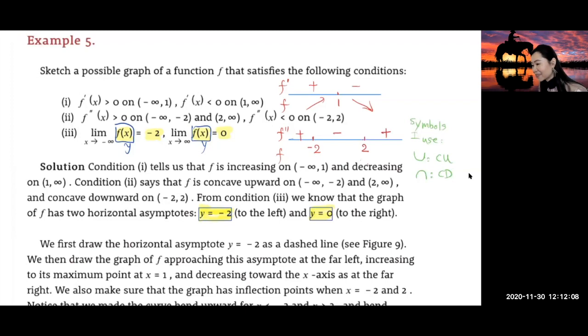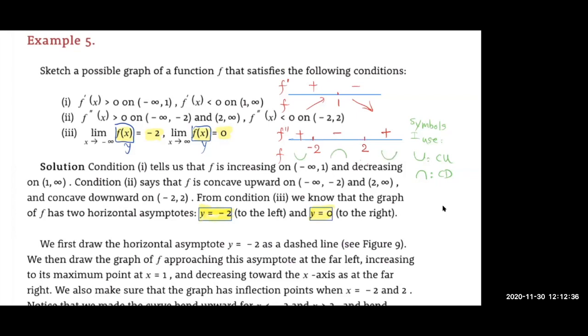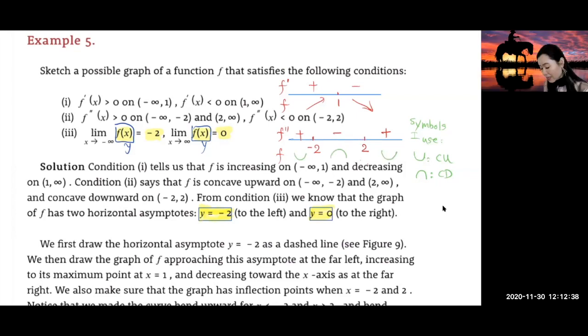So I'm going to ask someone. Okay, so if the second derivative is positive, is the graph concave up or concave down? Concave up. Yeah, concave up here, concave down here, concave up here. So if the second derivative is positive, the graph is concave up. If the second derivative is negative, it is concave down. Okay? So I just use this symbol to indicate that, to make it easy for me.